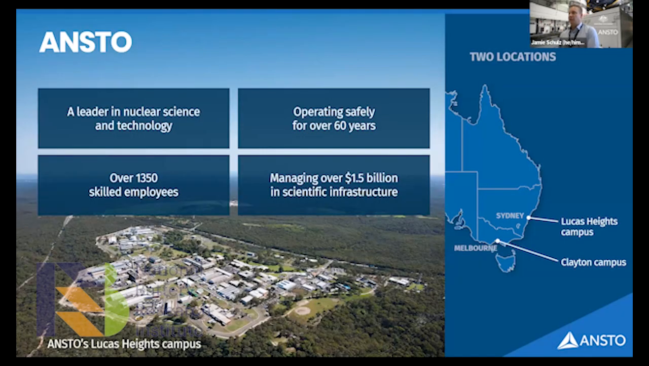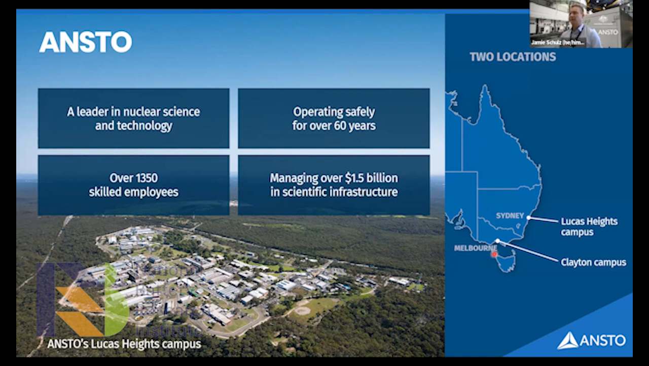So for those that don't know ANSTO, ANSTO stands for Australia's Nuclear Science and Technology Organisation. We are a leader in nuclear science and technology in Australia and in the world. We've been operating safely for over 60 years. At present, we have about 1,350 employees located across 2 campuses. So we have a campus in Sydney at Lucas Heights and in Melbourne at the Clayton campus.